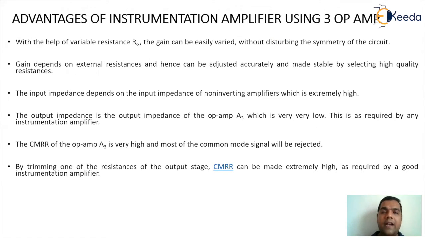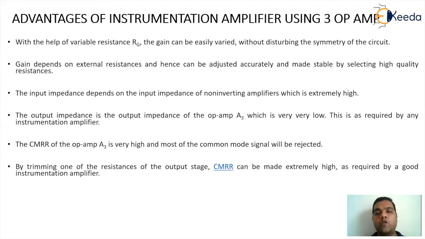Now, the advantage that we get from this circuit is that we have a variable RG, which is useful in varying the gain of the system. And the biggest advantage is that the gain of the entire system depends on external components, that is our resistors. So as and when we require variation in gain, we can modify the component values.